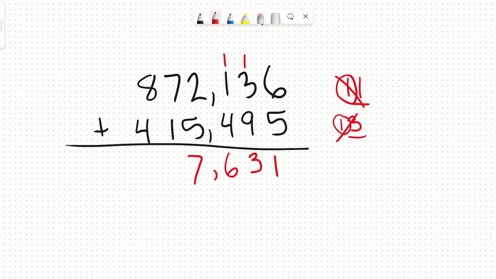We have 7 plus 1. Adding those together, we just get 8. Not going to be 2 digits, so we do not need to regroup. We'll go ahead and move into the 100,000s place. 8 plus 4 is 12.